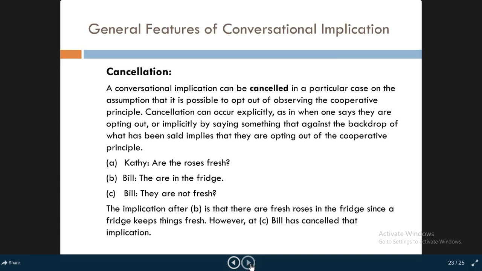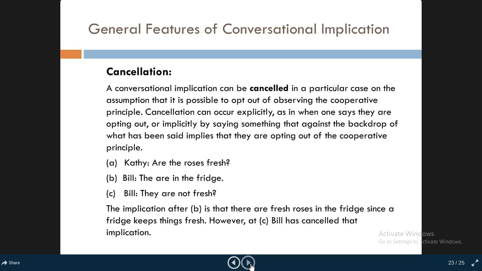Cancellation. A conversational implicature can be cancelled in a particular case on the assumption that it is possible to opt out of observing the cooperative principle. Cancellation can occur explicitly, as when one says they are opting out, or implicitly, by saying something that, against the backdrop of what has been said, implies that they are opting out of the cooperative principle.